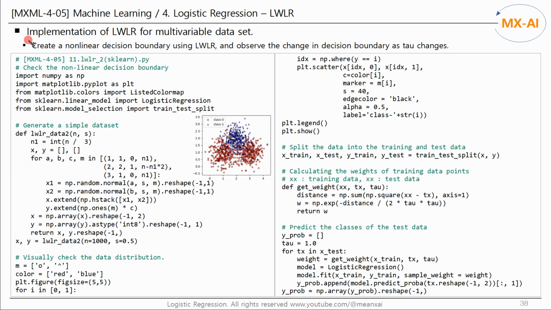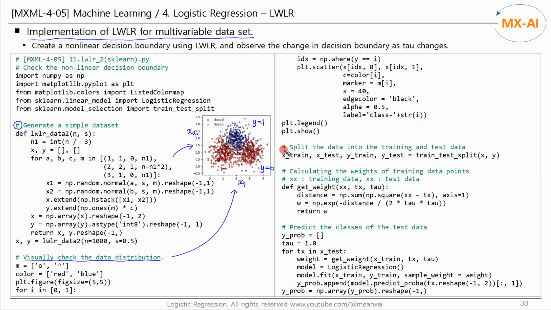Next, let's implement LWLR for multivariable data. Create a simple dataset. The data is like this. Red data points have class 0 and blue data points have class 1. There are two features, x1 and x2. Visualize the distribution of the data. The results are like this.